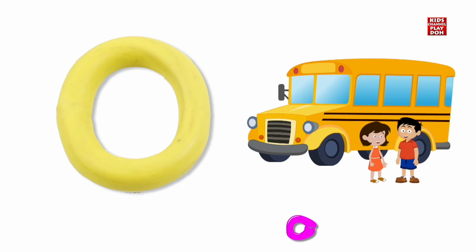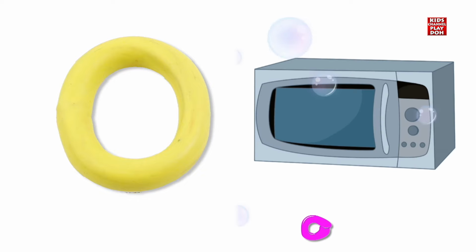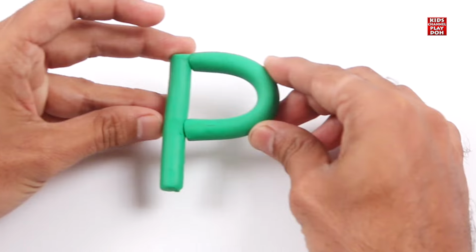O is for outside, outside. O is for oven, oven. Here comes the letter P.